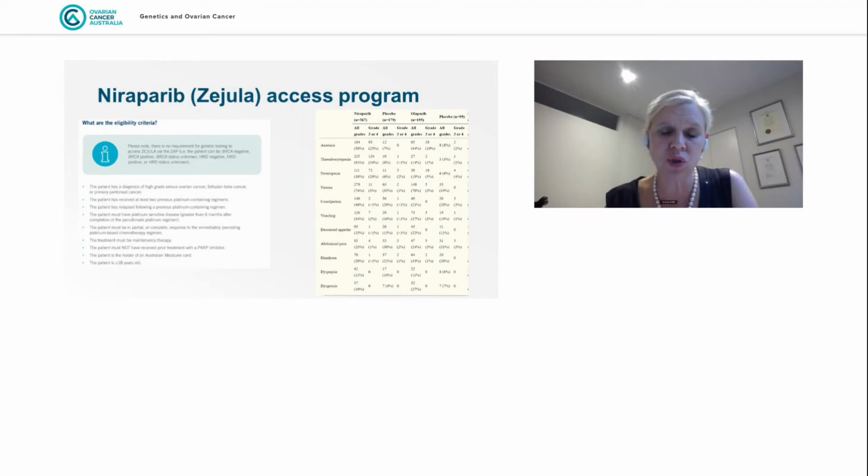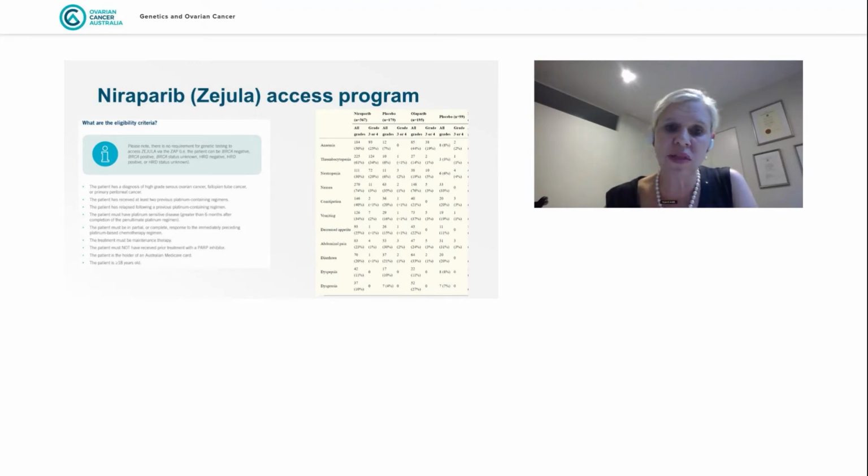So women who had high grade, and that represents grade 2 or grade 3, epithelial serous ovarian cancer and epithelial endometrioid cancer, regardless of their BRCA status, are eligible to receive niraparib via the access program. That means at no cost to that patient.